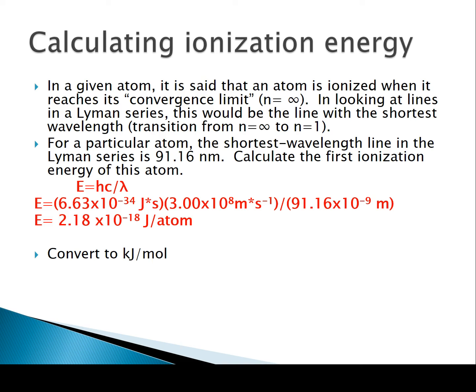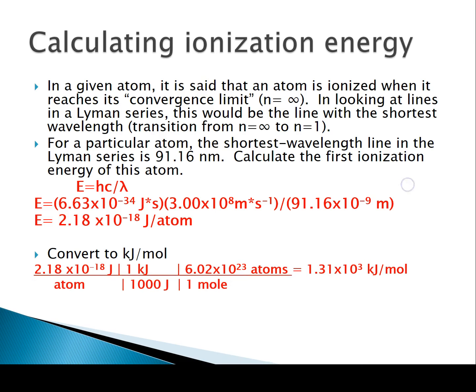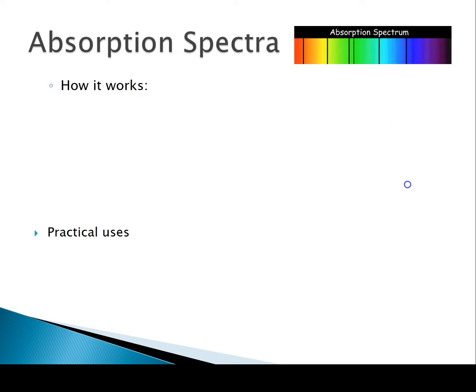Now, we don't generally see ionization energy as joules per atom. We see it as kilojoules per mole. So to do that, we are just going to convert joules per atom by first converting joules into kilojoules, and then we will convert atoms into moles. And we get 1.31 times 10 to the third kilojoules per mole.